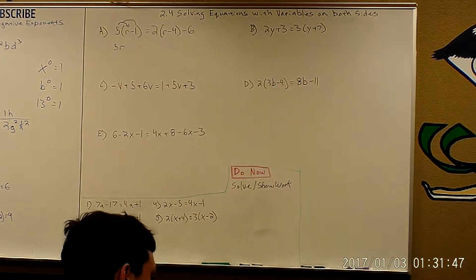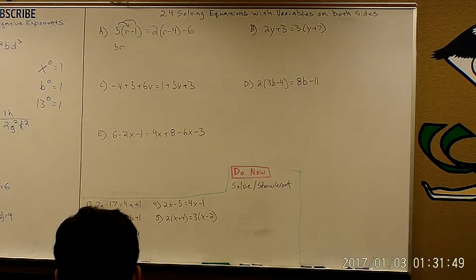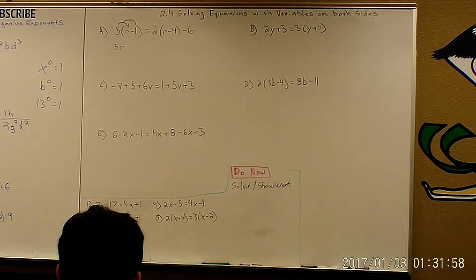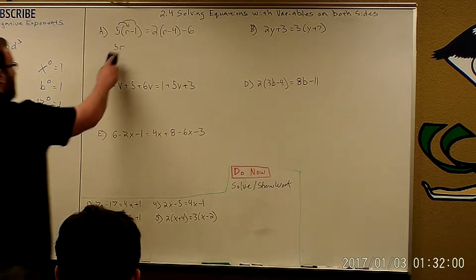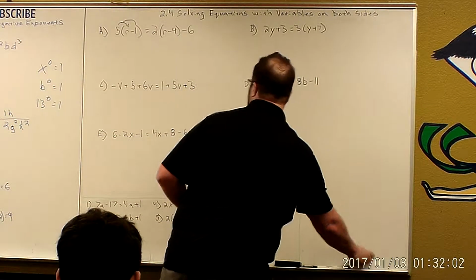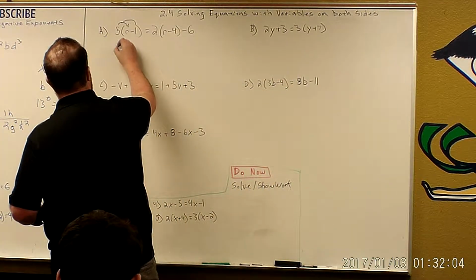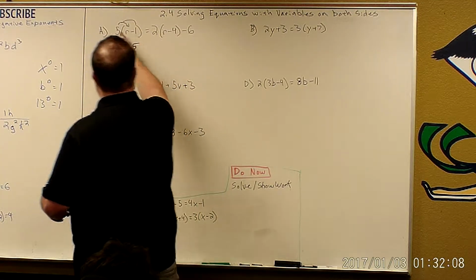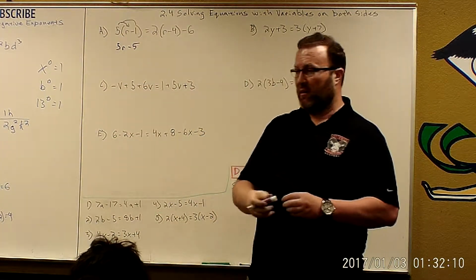Is it 5r times minus 1? Yes. And what's the answer to that? Actually, you don't have to do this, I'll do this in purple so it stands out. Minus 5? Yes. So 5r, 5 times the minus 1, minus 5. Are we done with this side? Yes.